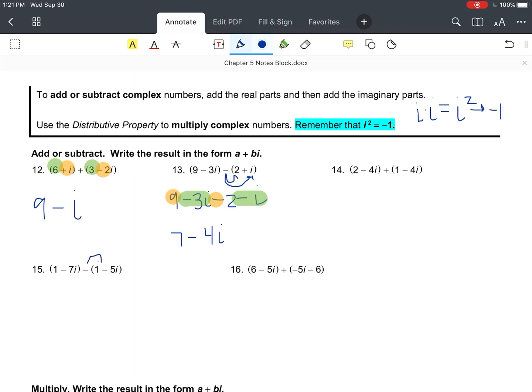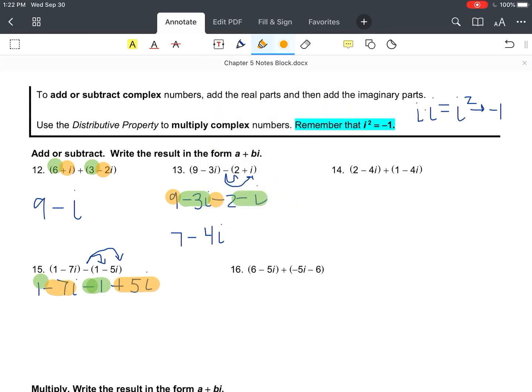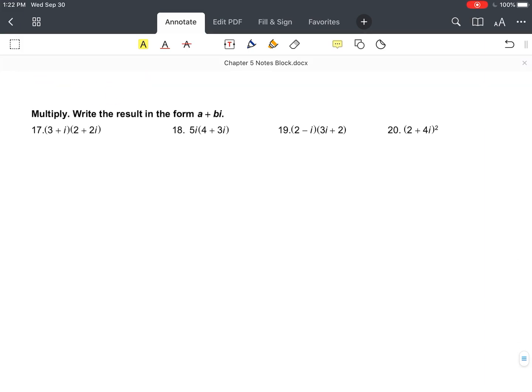We can try one more. Let's try 15. I have a negative again. I'm subtracting that I have to distribute. So I'm going to get 1 minus 7i minus 1 plus 5i. Minus minus becomes a plus. 1 minus 1 becomes 0. So I don't even have to write it. And then minus 7i plus 5i is going to be minus 2i. So that will be your final answer. So that's how you add and subtract. Just combine your like terms, your real with your real, your imaginary with your imaginary.